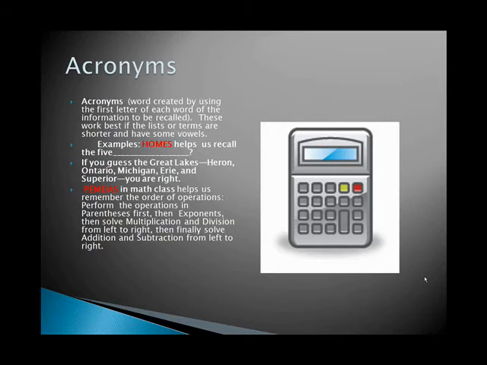Acronyms. An acronym is a word created by using the first letter of each word of the information to be recalled. These work best if the list or terms are shorter and have some vowels. Example: HOMES helps us recall the 5 Great Lakes: Huron, Ontario, Michigan, Erie, and Superior. PEMDAS in math class helps us remember the order of operations. Perform the operations in parentheses first, then exponents, then solve multiplication and division from left to right, then finally solve addition and subtraction from left to right.